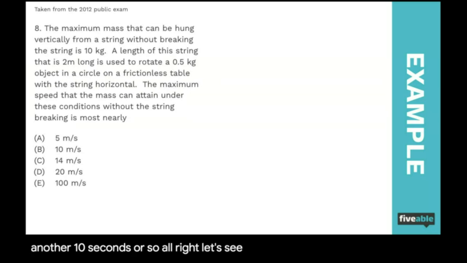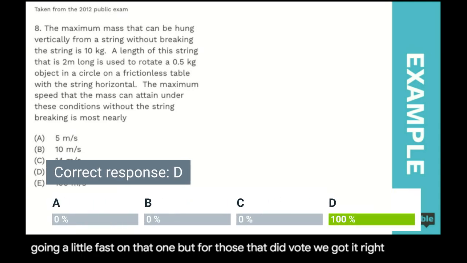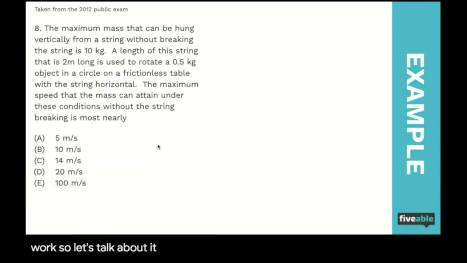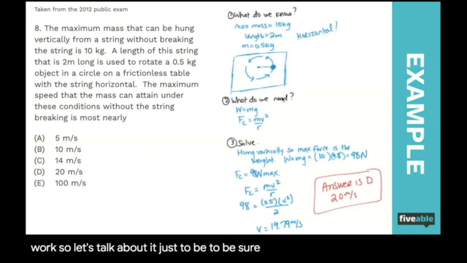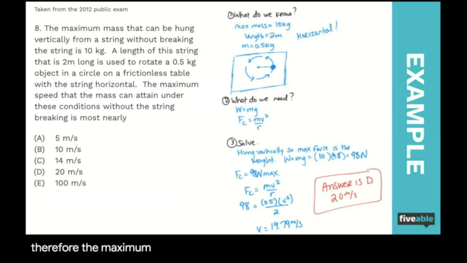All right, let's see what we've got here. So I think some people were probably still working on that one. I apologize for going a little fast on that one, but for those that did vote, we got it right. Good work. So let's talk about it, just to be sure. So first, let's unpack the problem, right? There are actually 2 separate parts to this multiple choice problem. The first sentence tells us about the maximum mass and therefore the maximum force that can hang from the string without breaking. And we need that to be able to figure out the speed.